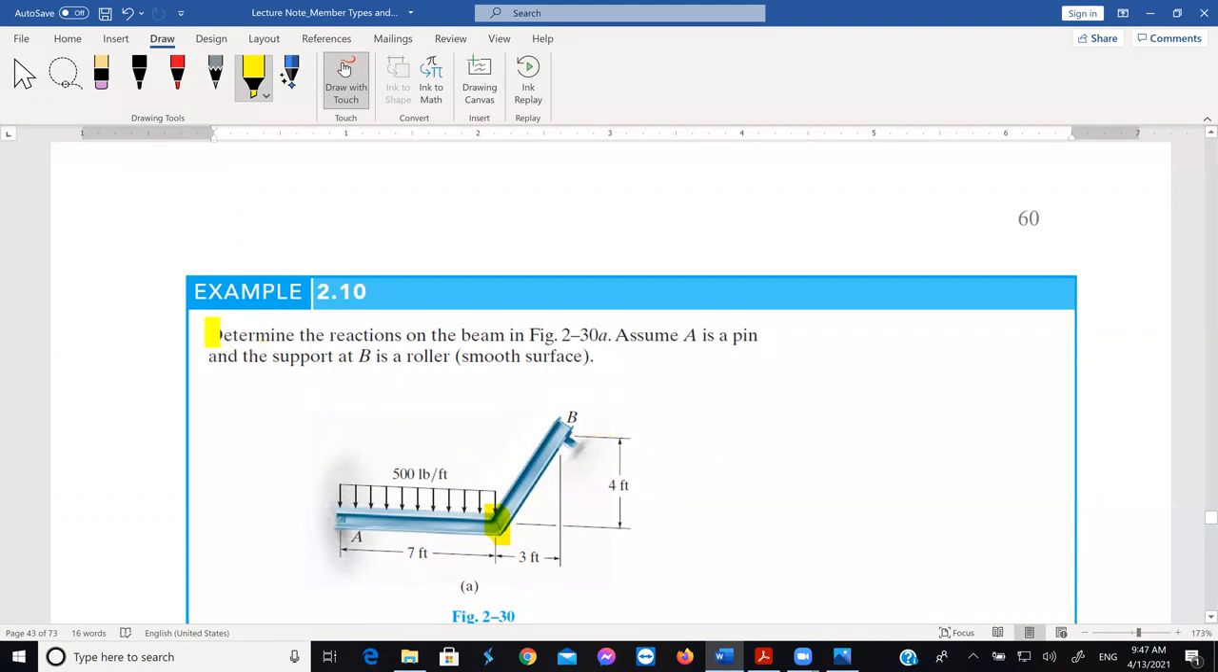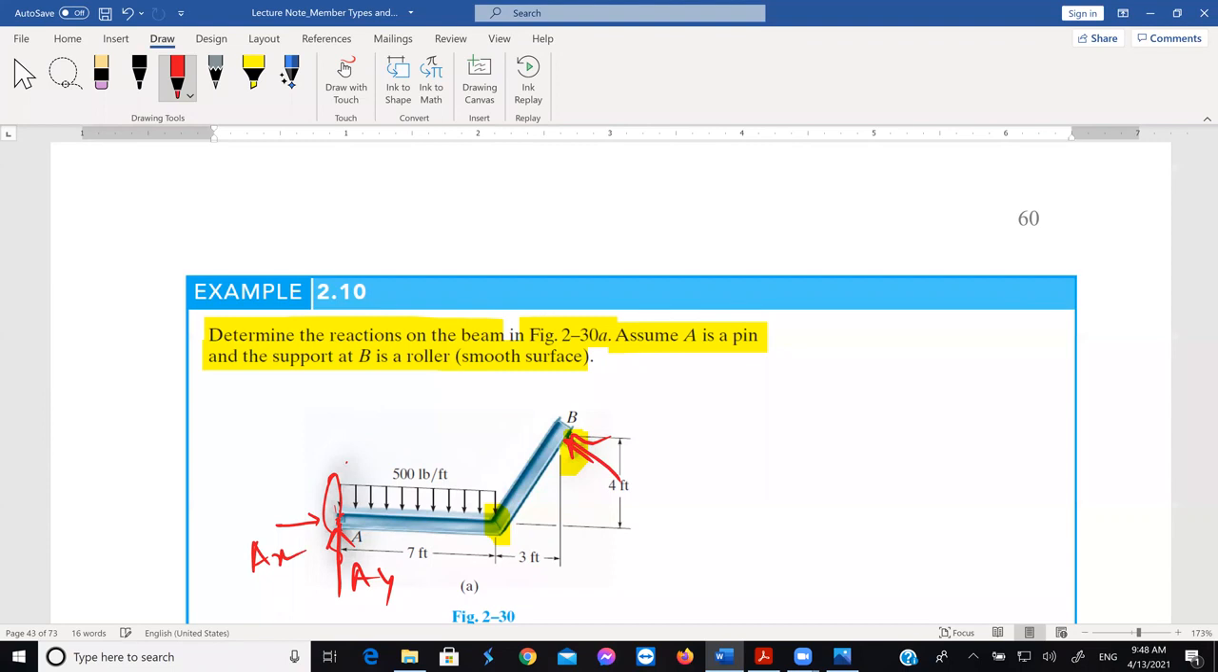Let's read the problem statement. Determine the reactions on the beam in figure 230A. Assume A is a pin and the support at B is a roller. So B is a roller, that means it can have only a vertical reaction. And A is a pin, as you can see in gray color, so it will have a vertical reaction AY and a horizontal reaction, for example, AX. And B can have the reaction in this direction, so we will say that's RB.